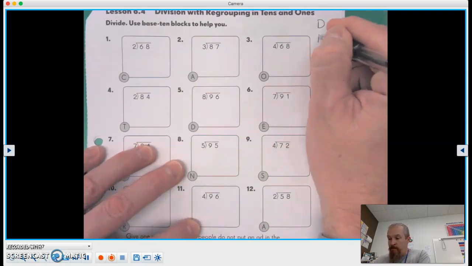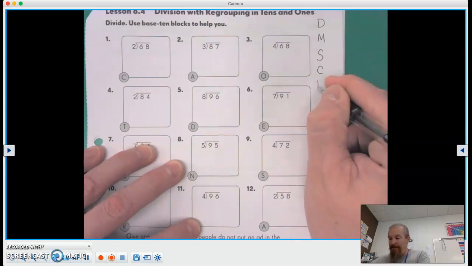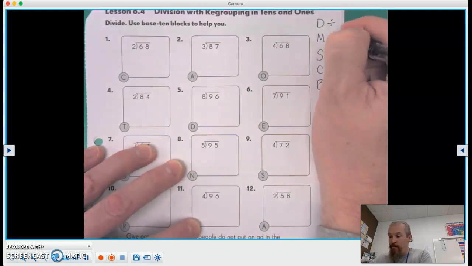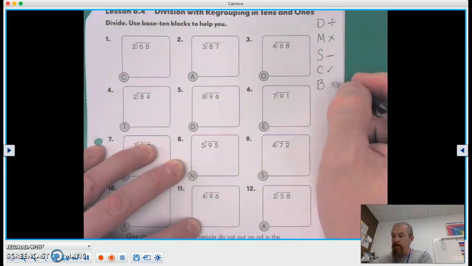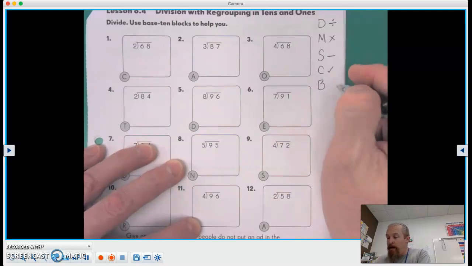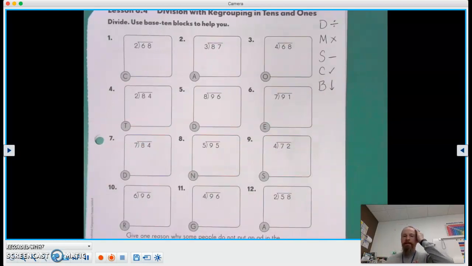Does McDonald's sell cheeseburgers? And remember, that stands for divide, multiply, subtract, check or compare, because that's kind of what we're doing. I like to say check, and then bring down. So the first thing, let's go ahead and we're going to set up 68.